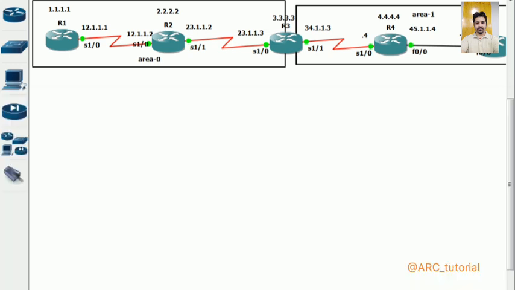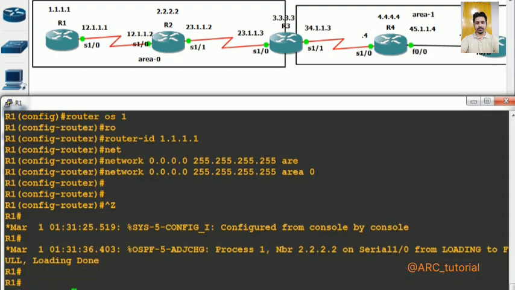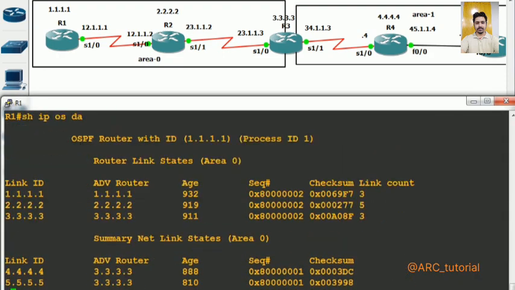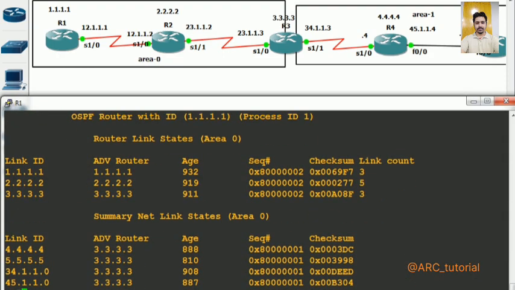Let's move on to R1 now. Does it have any network LSA here? No. So it does not have complete information. That's why we say that in case of multi-area OSPF, your OSPF will become a partial link state routing protocol. Have you understood it or not? For sure. Hello.